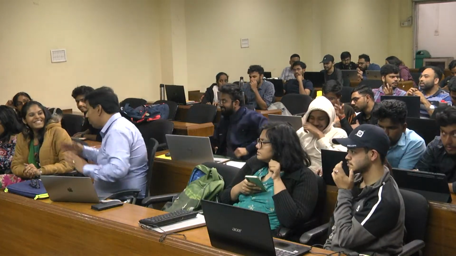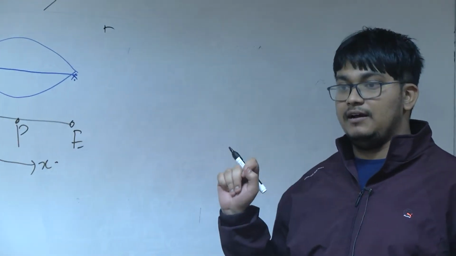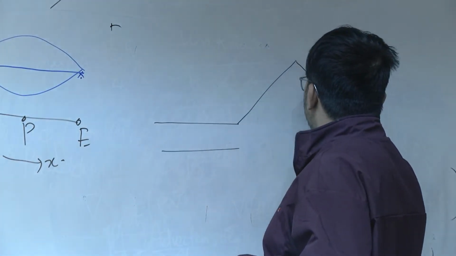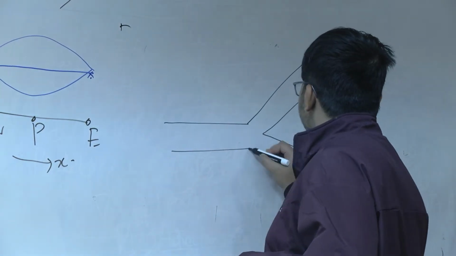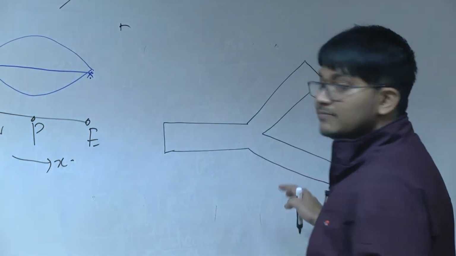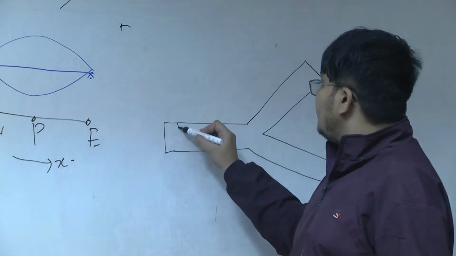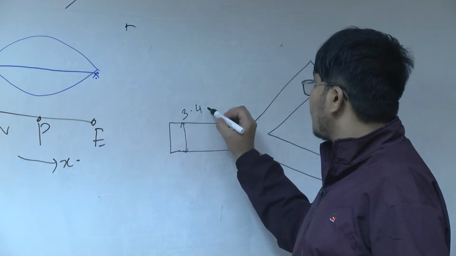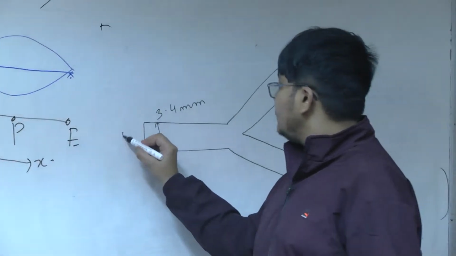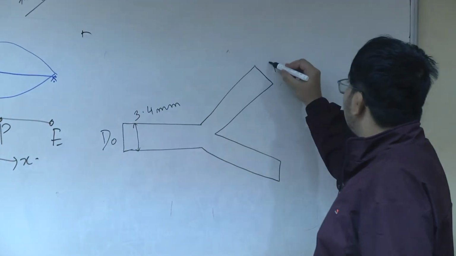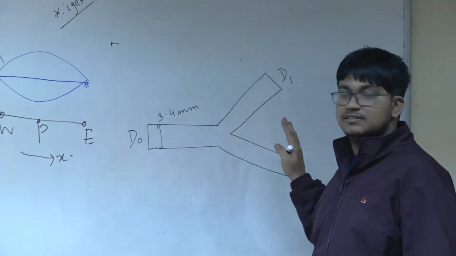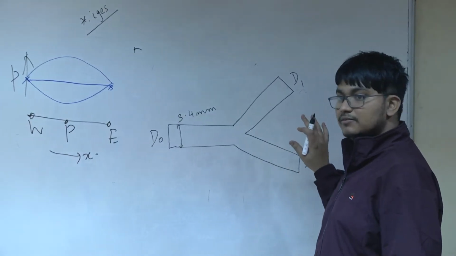We cannot show it here because it's complex. Some have asked what the dimension is for that bifurcating channel. If I draw the bifurcating channel in 2D, it's something like this. Here the diameter is the same as what we have taken for the straight channel case, 3.4 millimeter. If I name this as D0 and these two as D1, I have taken these two to be the same diameter. It's a symmetric case. You can do the axisymmetric case and play with that.